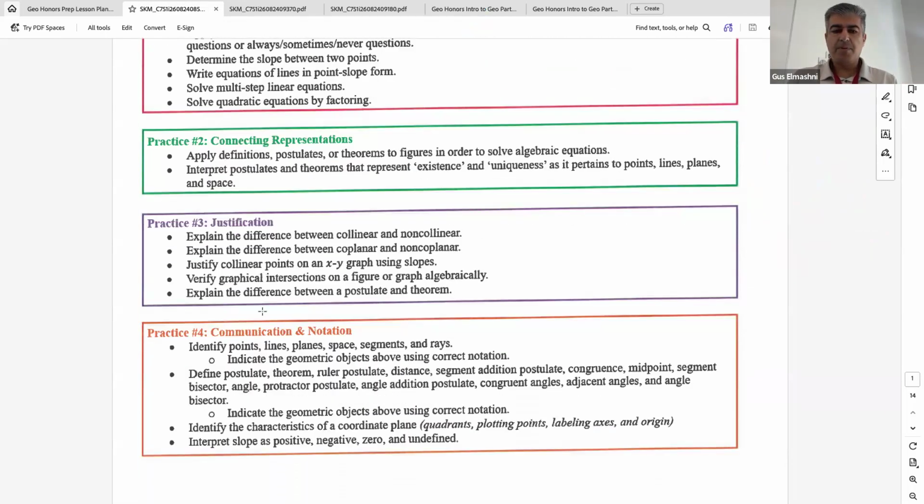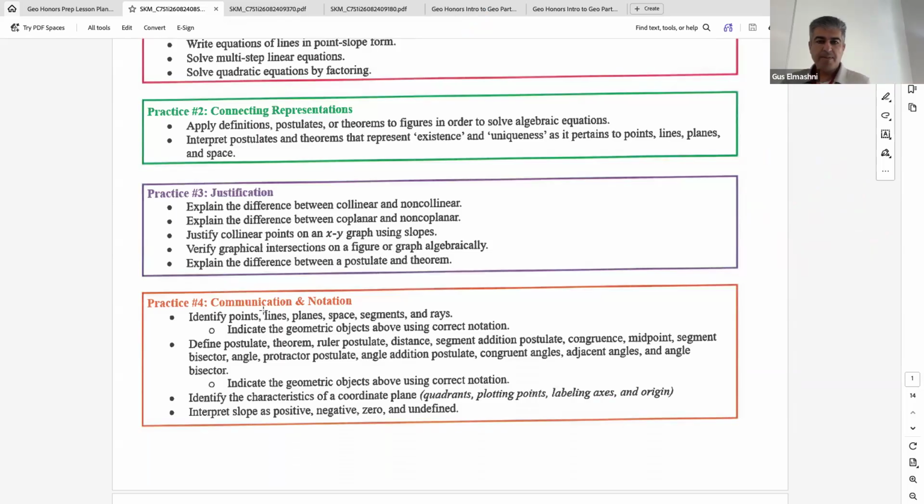Okay, practice number 3. Zoe, can you read that part, please? Explain the difference between collinear and non-collinear. Describe collinear points on an XY graph using slopes; verify graphical intersections on a figure or graph algebraically. Explain the difference between a postulate and a theorem. I won't probably ask that fifth item on the quiz because that's going to be more for the second unit. But we know a postulate is anything we can assume to be true. Theorems have to be proven.